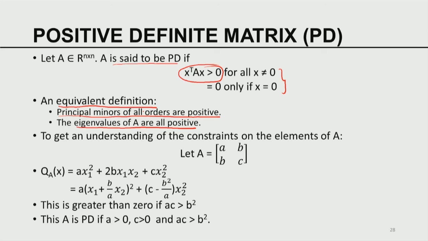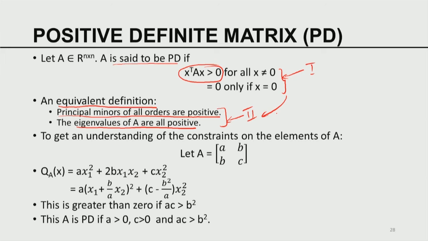So these two definitions give you an algorithmic way to test for positive definiteness. This is simply a fundamental definition. This first definition is not very useful in terms of computation. The second view is derived from the first view, but it is very useful computationally.